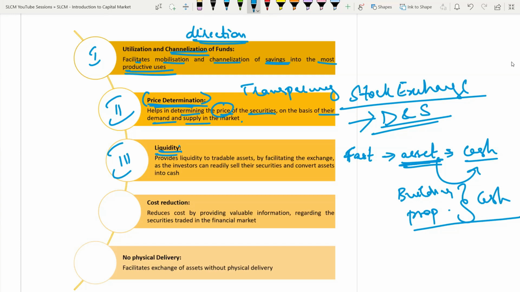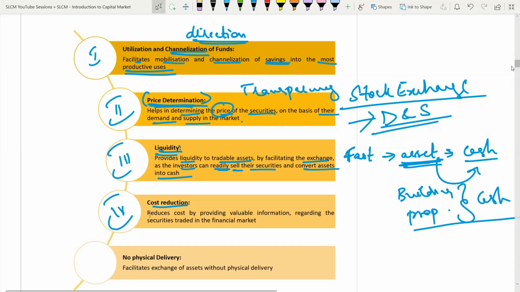Most of the financial instruments carry the characteristic of liquidity. It provides liquidity to the tradable assets by facilitating the exchange, as the investors can readily sell their securities and convert their assets into cash. So at whichever moment they decide that they want to sell off their assets, they can make the decision and initiate the particular transaction. Fourth characteristic or function is cost reduction.